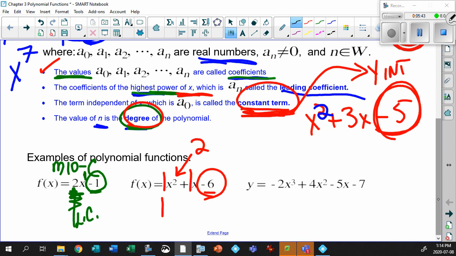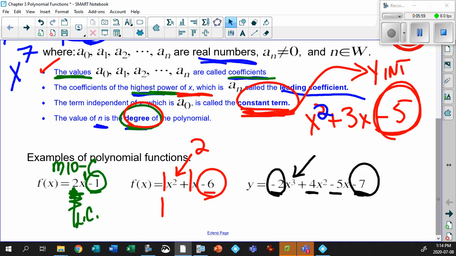Okay, real quick. There's your coefficients: -2, 4, -5, -7. There's your leading coefficient right there. There's your constant term right there, and 3 would be your degree. Done. Okay, awesome. Let's keep on going then.